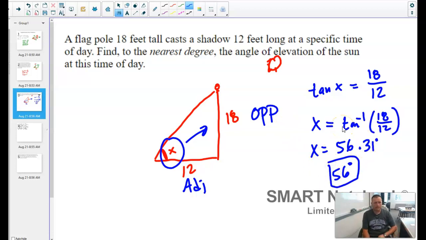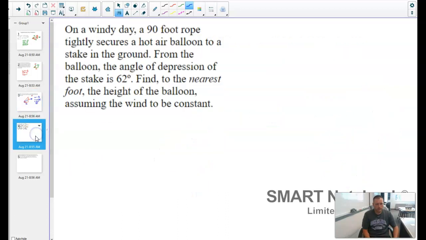And this says to the nearest degree, so that would be 56 degrees, because that's not, round down. Okay? Let's do a couple more. Again, same process, guys. Draw a picture, and then figure out what side you have, then substitute, and then solve.